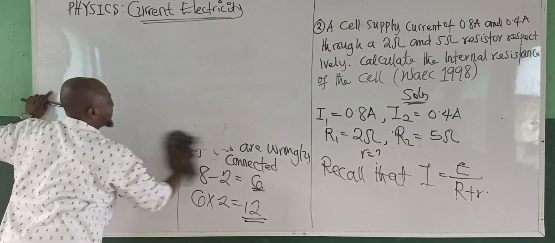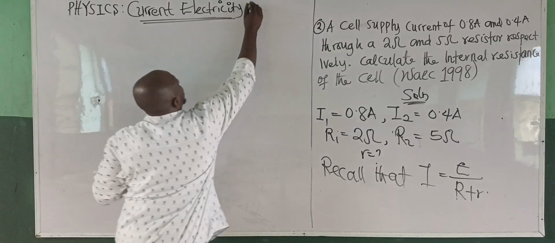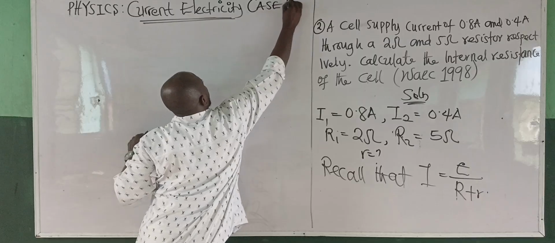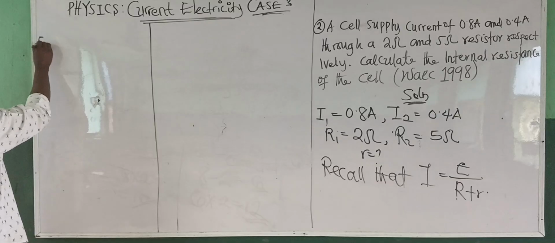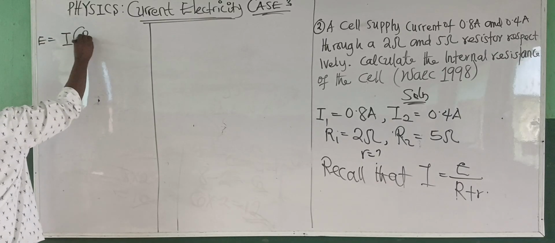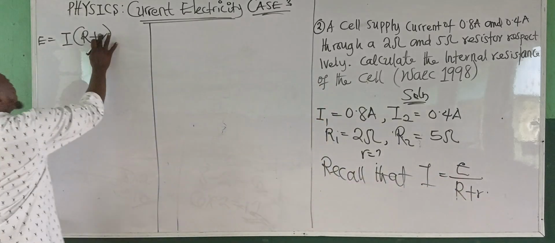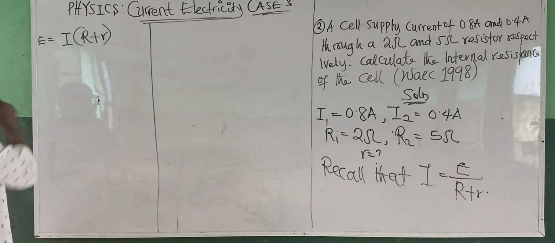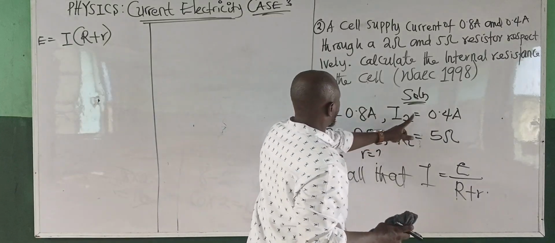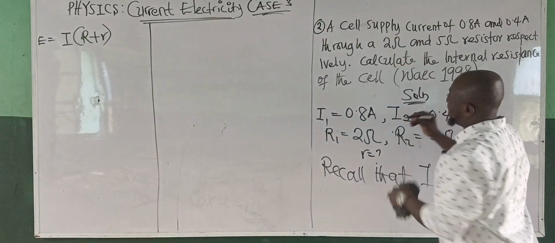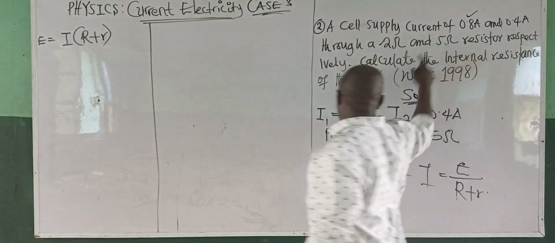Let me put it here as case 3. If you make E the subject of the formula, we are going to have that the electromotive force becomes I into bracket R plus r. The reason is because E is not given. So let's work with the first one. The first current goes with the first resistance, and the second current goes with the second resistance. Please don't forget. So let's deal with that.